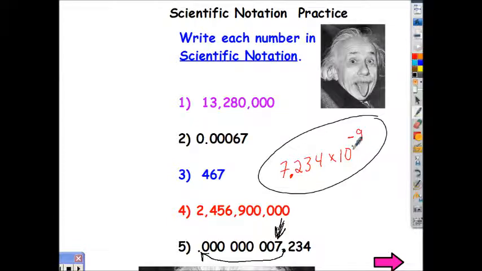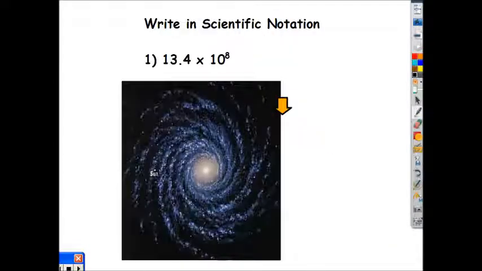Little help. These instructions say to write in scientific notation. Some people would say, well, it's already written in scientific notation, but it's not because this is not a number between 1 and 10. So what you want to do is write a number that equals this number, but in actual scientific notation. Press pause and come back.